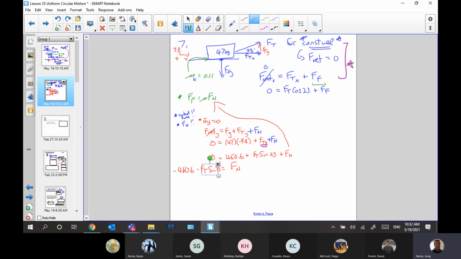So that's my normal force. Then FF from above becomes mu, which is the 0.11, times that stuff, minus 460.6 minus FT sine 23, which we could change to a number if we want, but it doesn't really change my life much. Now we know what the friction force is, and so that can actually go in to use.